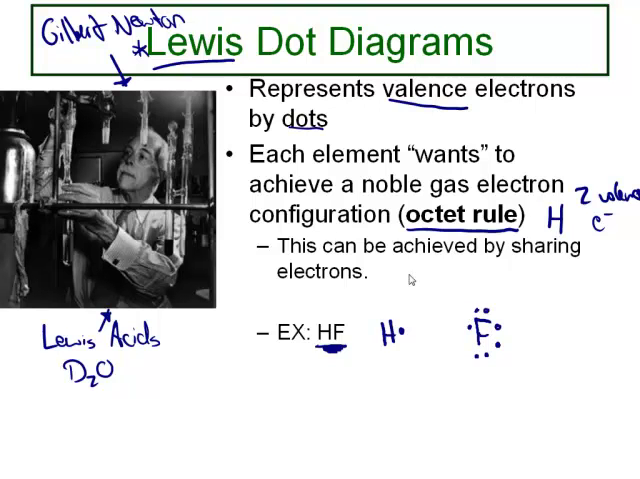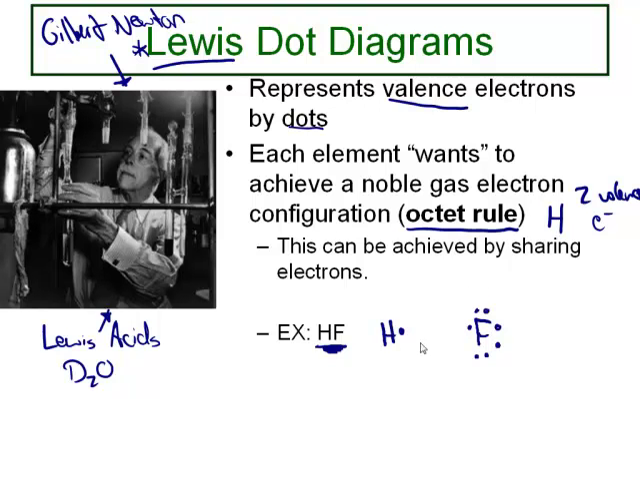Now, what these guys both really want is a full outer shell. For hydrogen, that's going to be 2 valence electrons. For fluorine, that's going to be 8 valence electrons. Individually, they don't have that, but they can get a full outer shell by sharing electrons, okay?